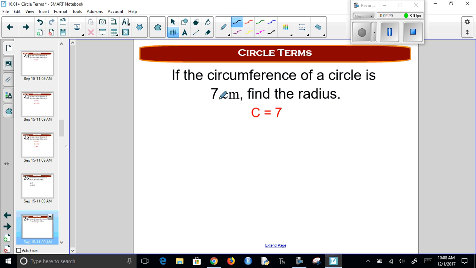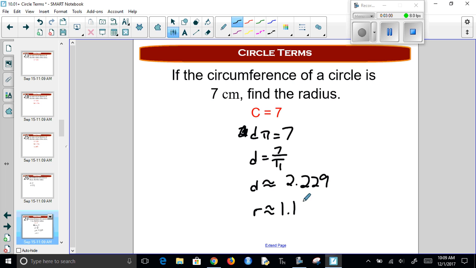But now if the circumference is just 7 without a pi on it, which is what was in your packet, then we would have diameter times pi is circumference equals 7. So we would take diameter is 7 divided by pi. So I'd take 7 divided by 3.14, and you could use a pi button if you have one. So our diameter is approximately 2.2292. And then our radius, we just have to cut that in half. Our radius is approximately 1.114, whatever.